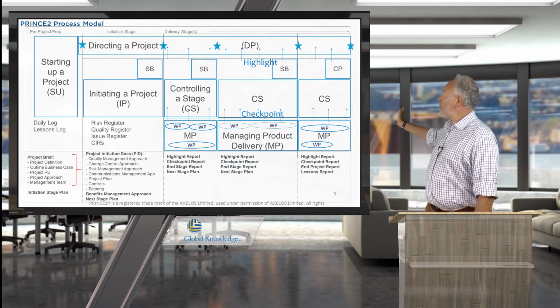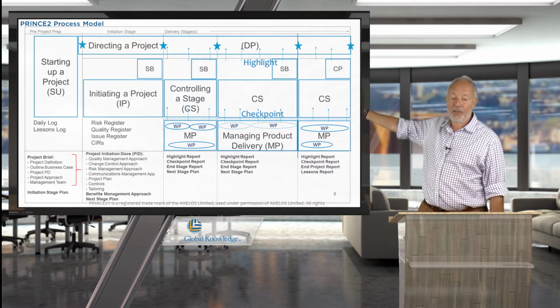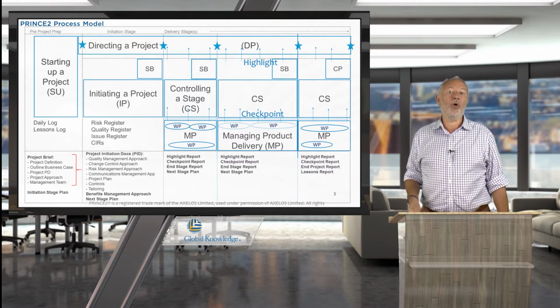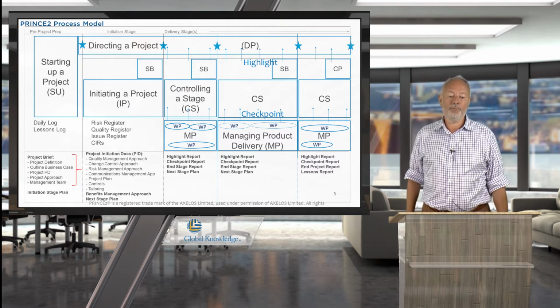Relating to our process model, remember that progress is going to be happening during the delivery stages. So one or more delivery stages, we're going to be applying the monitoring and controlling that we need in order to track our progress.